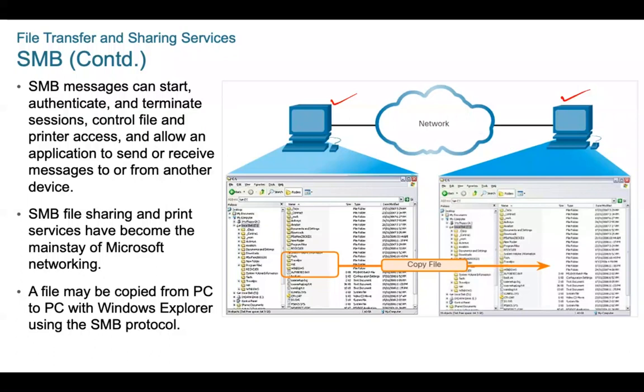You can select a set of files and share them directly with any other. So a file may be copied from PC1 to PC2 by using this service, the Server Message Block service. So this is another important service which is used by your network.